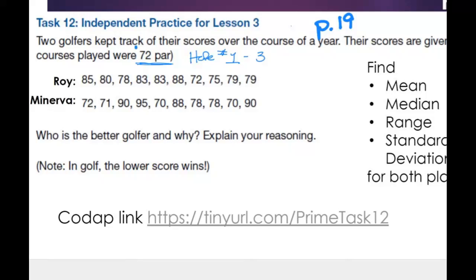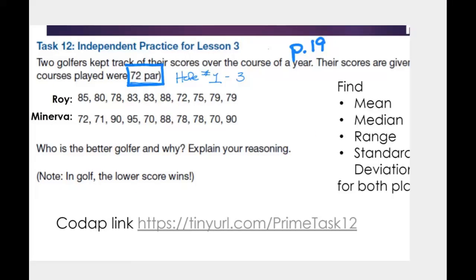All right. So hole number one, they say you should be able to get there in three hits. What do you call a hit in golf? Swings. Three swings or a putt. So 72 is the total score you should be able to get it in. Roy's scores are 85, 80, 78, 83, 83, and so on. Minerva's scores are 72, 71, 90, 95, and so on.